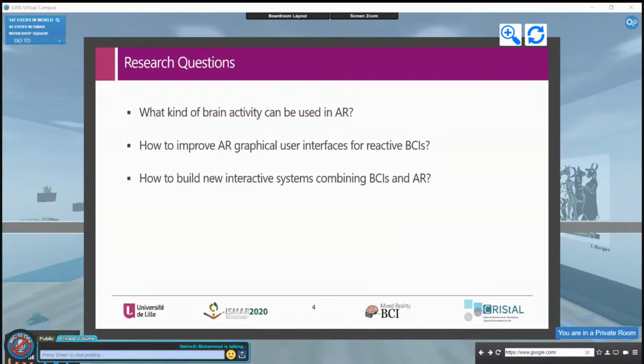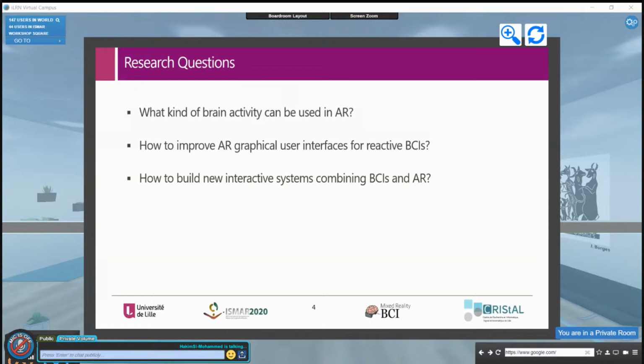Then, how can we improve the AR graphical user interfaces in order to work with reactive BCI? Because one important component of a brain-computer interaction system is having graphical user interfaces that enable the user to modulate their brain activity through focusing. For instance, with the SSVEP, focusing on flickering targets, or the P300 when you focus on letters flickering on a keyboard. So how do we design graphical user interfaces that are at the same time intuitive for the users and still elicit high enough potentials to be detected through the BCI?